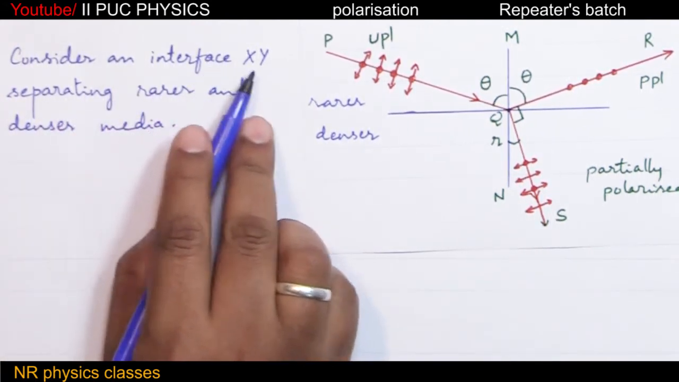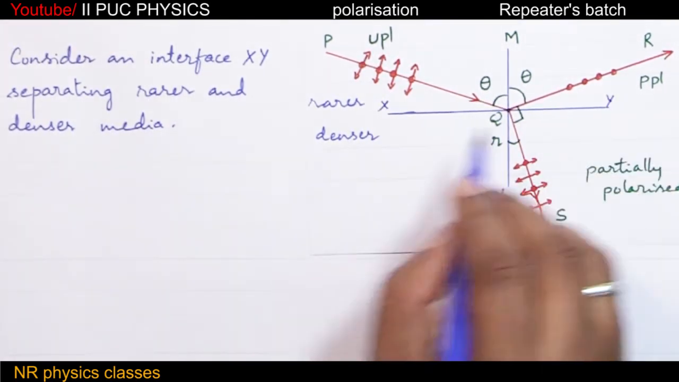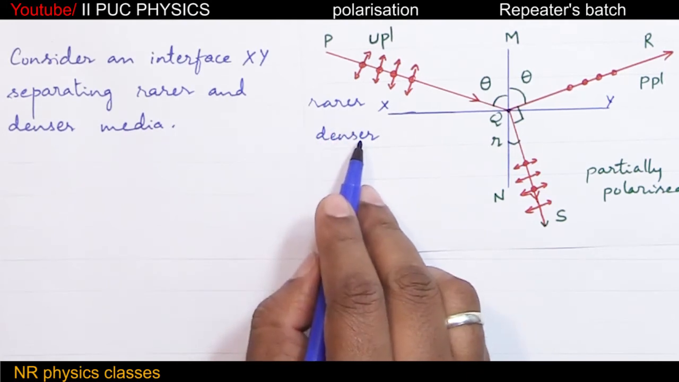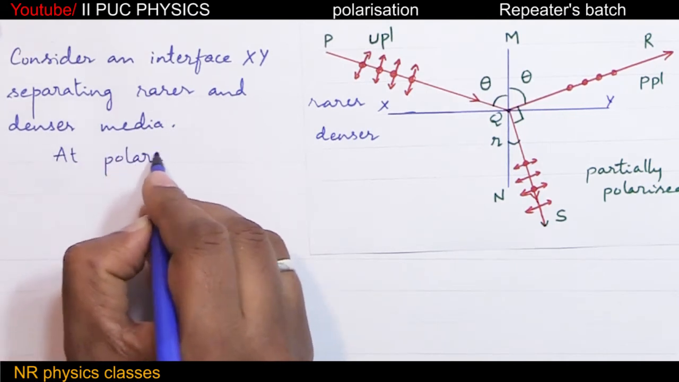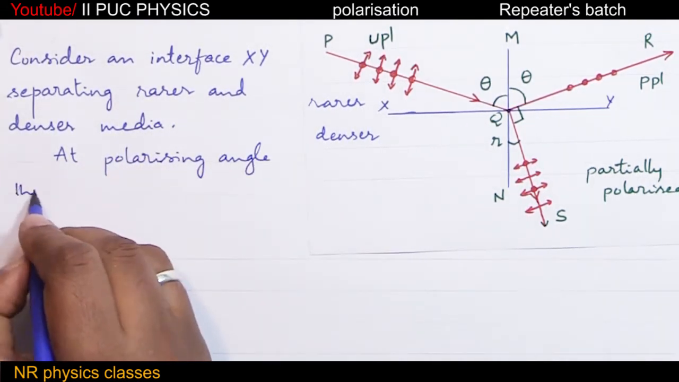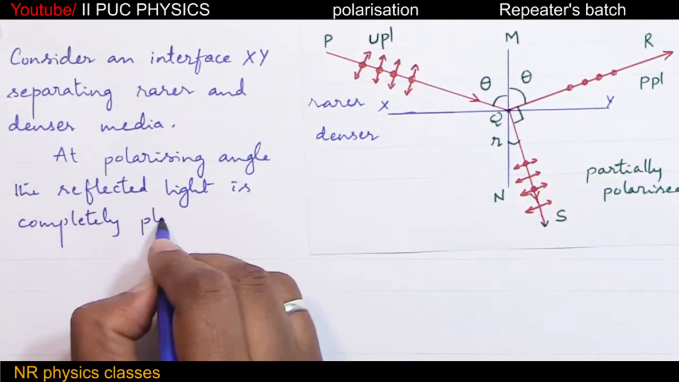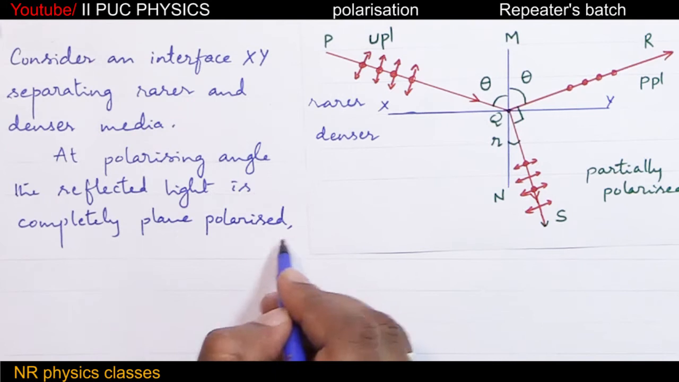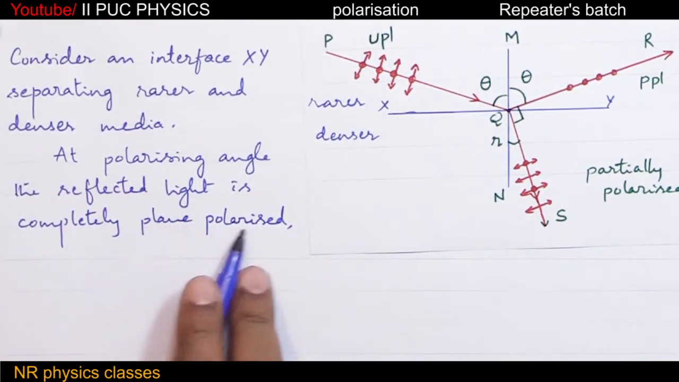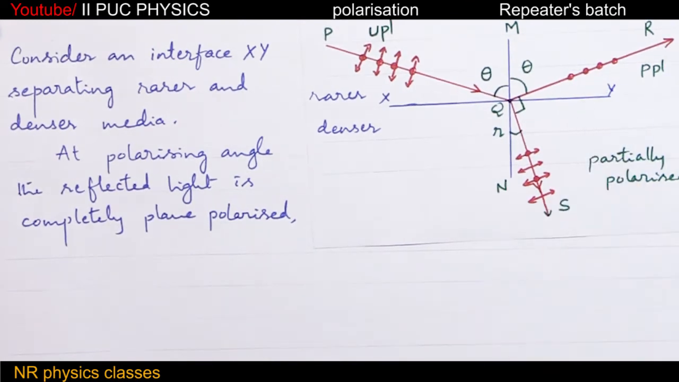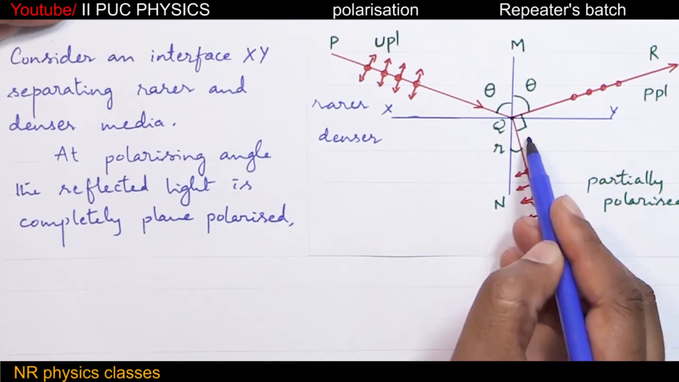Consider an interface XY separating rarer and denser media. At polarizing angle, the reflected light is completely plane polarized, and the angle between reflected and refracted is 90 degrees.